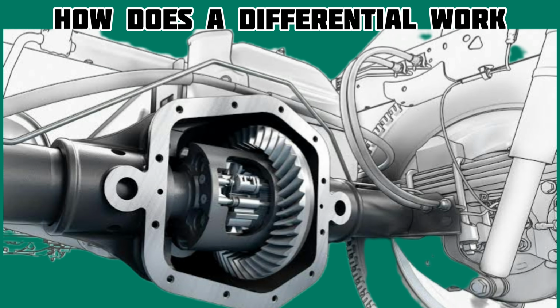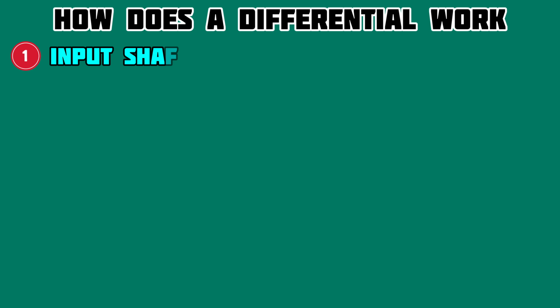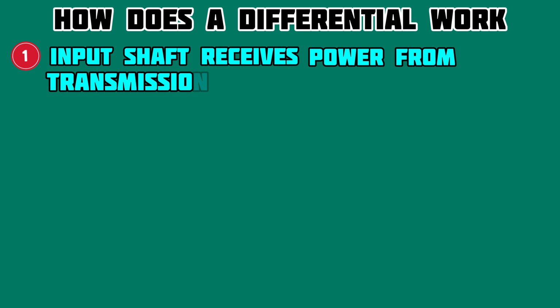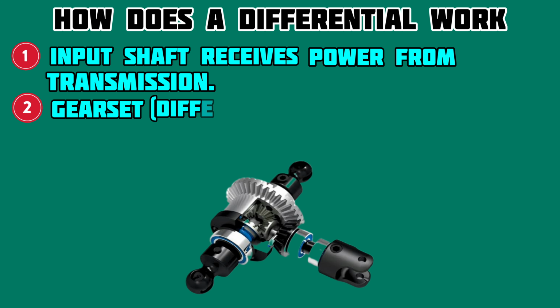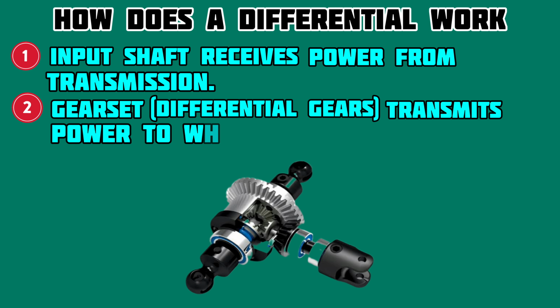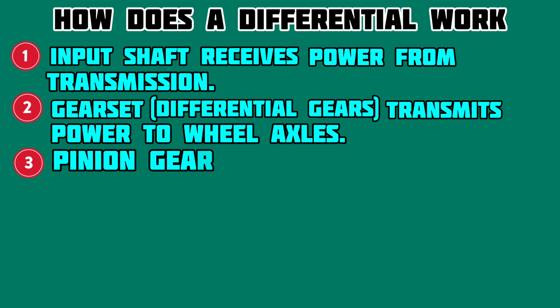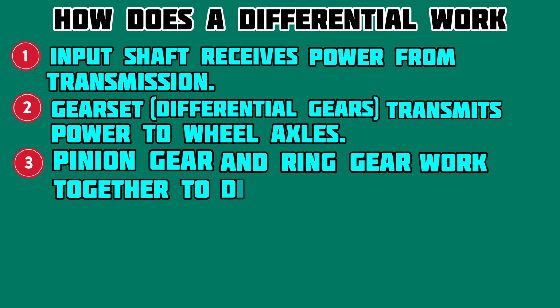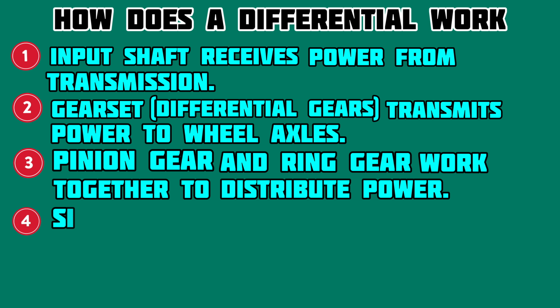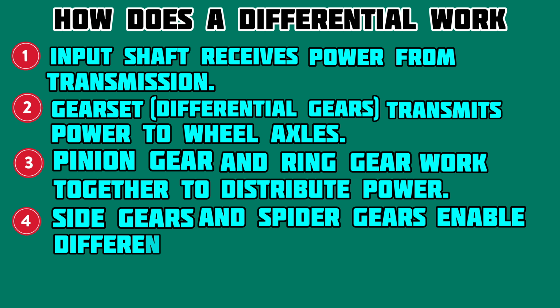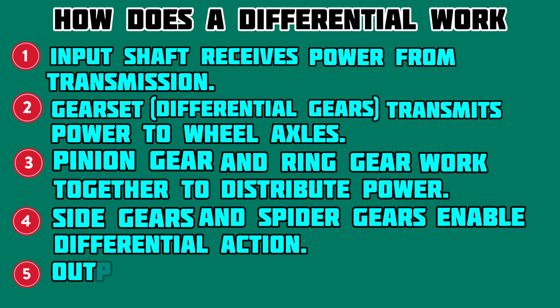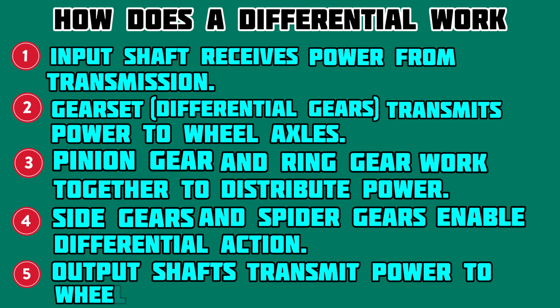How does a differential work? 1. Input shaft receives power from transmission. 2. Gear set, differential gears, transmits power to wheel axles. 3. Pinion gear and ring gear work together to distribute power. 4. Side gears and spider gears enable differential action. 5. Output shafts transmit power to wheels.